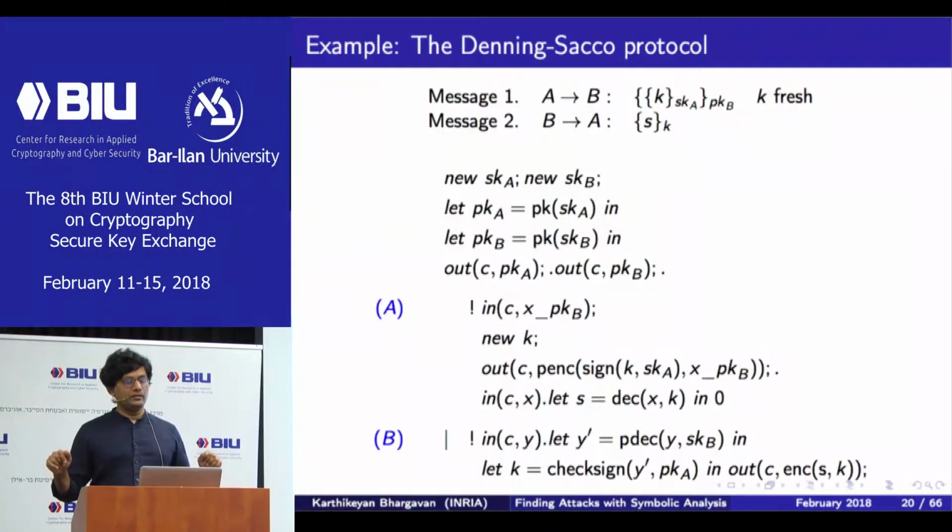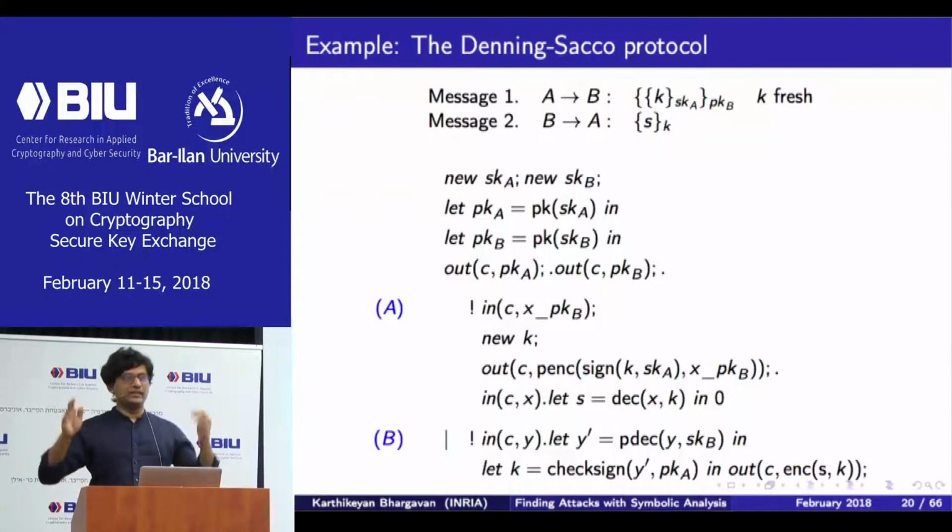In the setup phase, we generate two fresh secret keys, new skA and new skB. We compute the public keys of these by calling the pk function to extract the public keys. We output the public keys on a public channel c so that the adversary gets access to the public key of A and the public key of B.